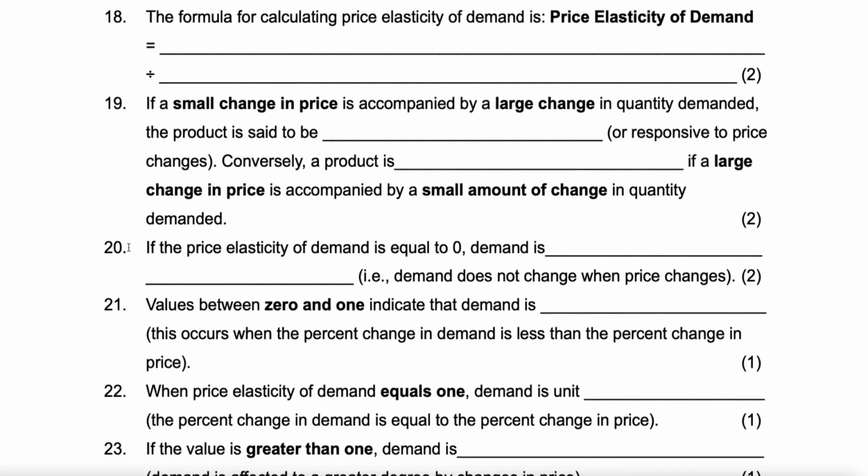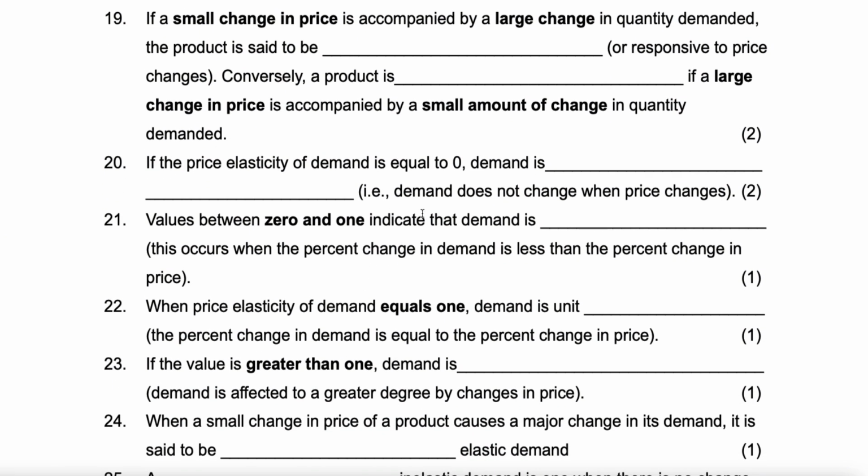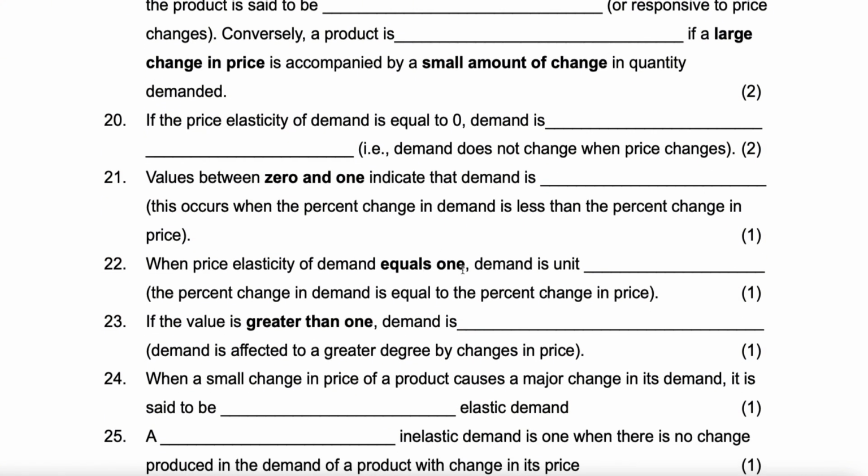If the price elasticity of demand is equal to 0, that means there is no movement, then demand is perfectly inelastic. Values between 0 and 1 indicate that demand is inelastic. This occurs when the percentage change in demand is less than the percentage change in price. Then when price elasticity of demand equals 1, that's unitary elastic.